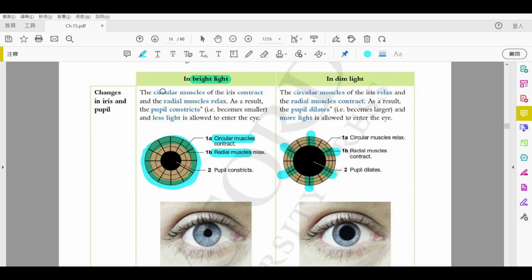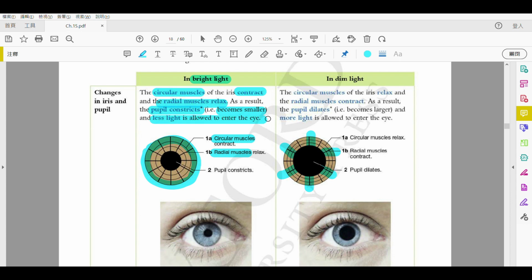So first one, in bright light, circular muscle contracts, radial muscle relaxes. And then, remember this verb, okay? The pupil constricts, or you can use an easier word, we say the pupil becomes smaller, okay? But never say that the pupil contracts. It is very wrong. Again, pupil is not a muscle. You may use constrict or you can use become smaller. Okay? And then less light is allowed to enter the eye.